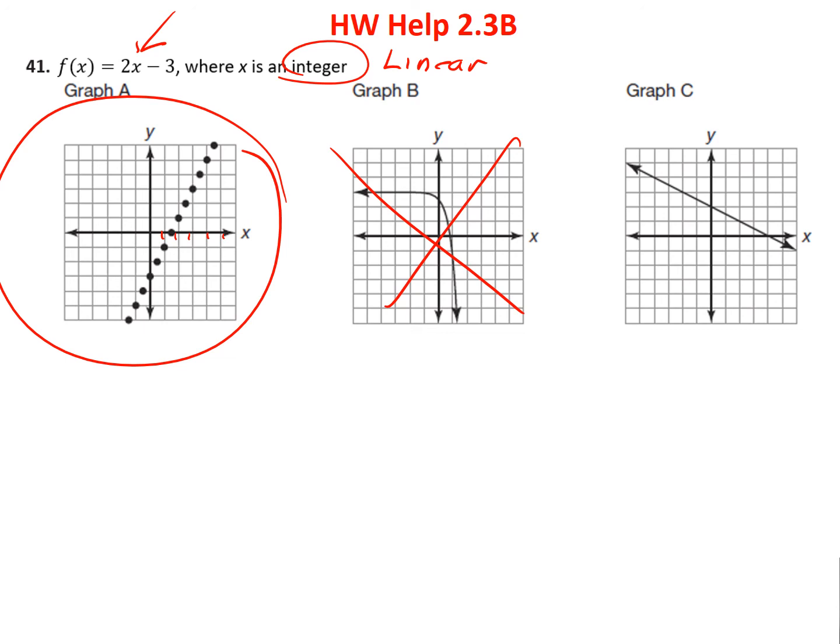Because we're only finding when x is 1, when x is 2, when x is 3. So when x is 0, this is minus 3. When x is 1, this is negative 2, etc., etc. It's a discrete form there.